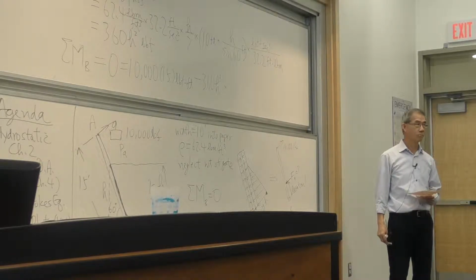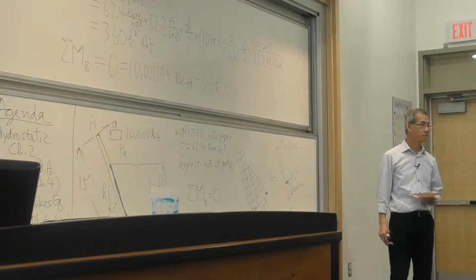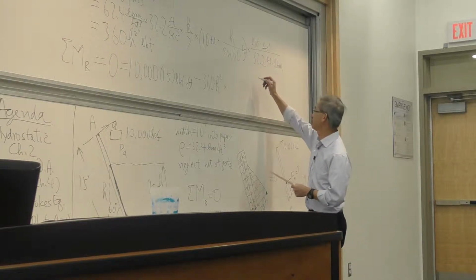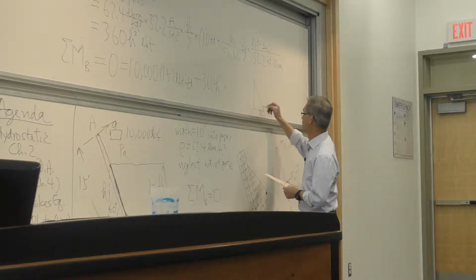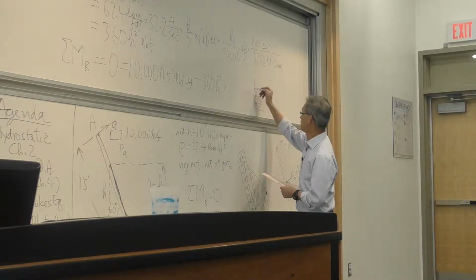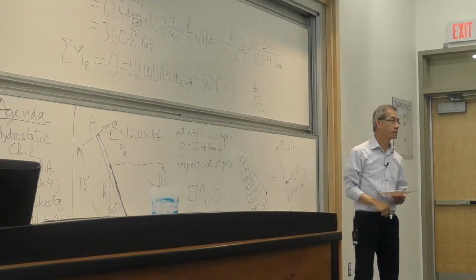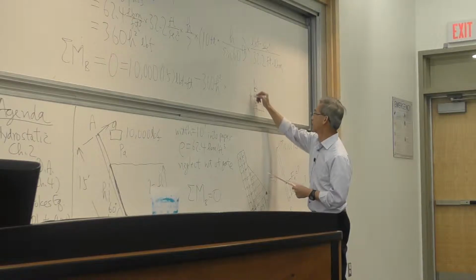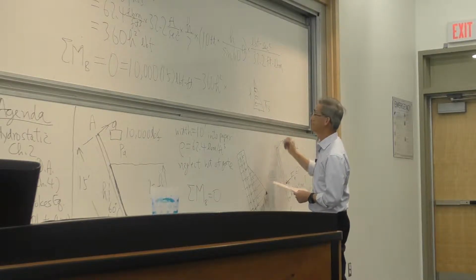No one has a clue? Anyone else? You're confused because now the prism has been rotated. Let me get you oriented. Where is the center of pressure for this upright triangle? This is h divided by 3.